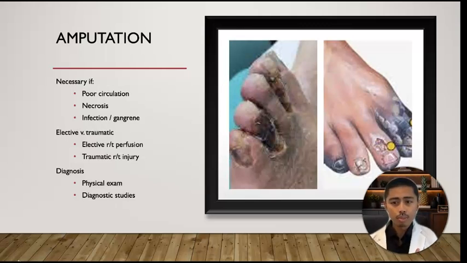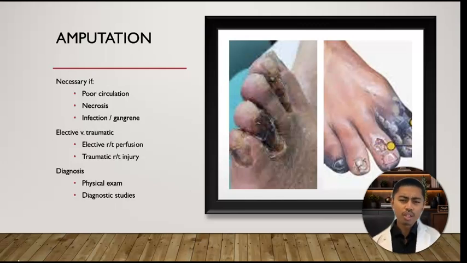There's two different types. There's elective versus traumatic. Elective is usually perfusion related, while traumatic is due to an acute injury. So the diagnosis to help with this is a physical exam, of course, and we can use imaging and vascular studies. Most are related to chronic vascular diseases such as diabetes or peripheral arterial disease or PAD.